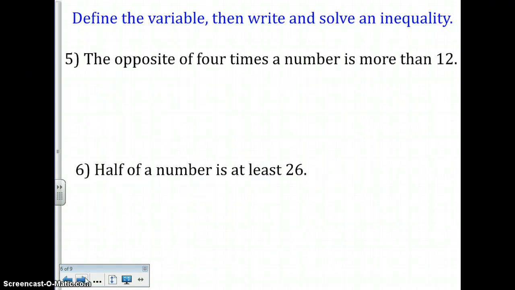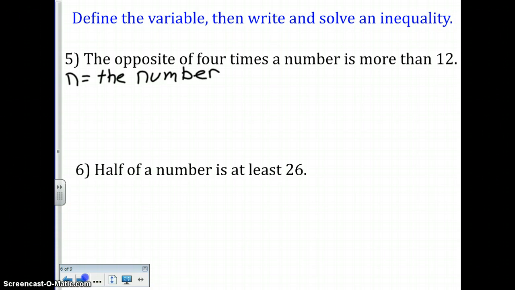Okay, here they're asking us to define a variable, write the inequality, and solve it. So first, reading number 5. The opposite of 4 times a number is more than 12. We'll just say n equals the number. We could say a number. So we defined our variable.